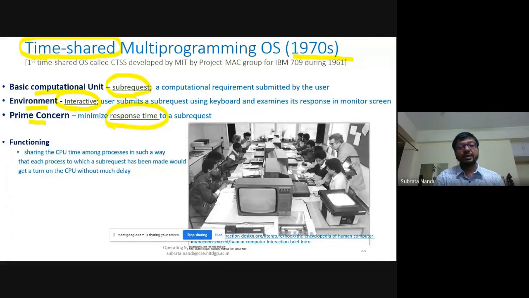Here we are not interested in minimizing the turnaround time, nor in maximizing the throughput, because the user is interacting. The user is mainly bothered about minimizing the response time. Each and every time he submits a request, he wants a very fast response, no matter what the load in the system is. So how can the functioning ensure minimizing the response time?